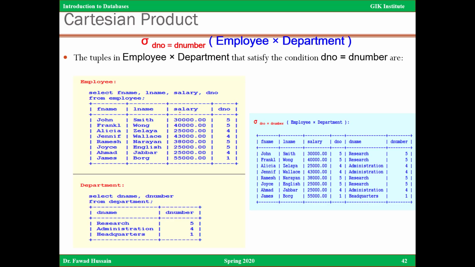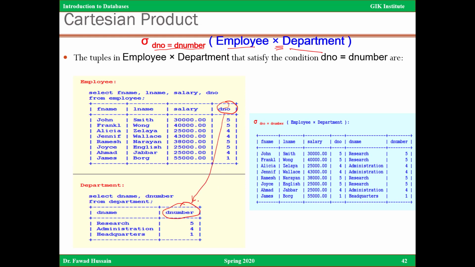So let's look at this example. We have the same example, employee and department. This is the Cartesian product just like we had before. However, now what we have done is we have added a filter. That filter is that the department number or the D number from employee, which is this one, must match the department number or D number from department, which is this one. So these two will have to match.